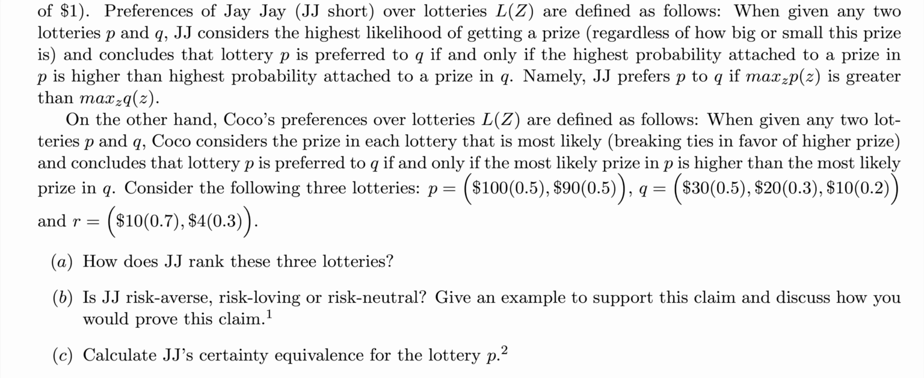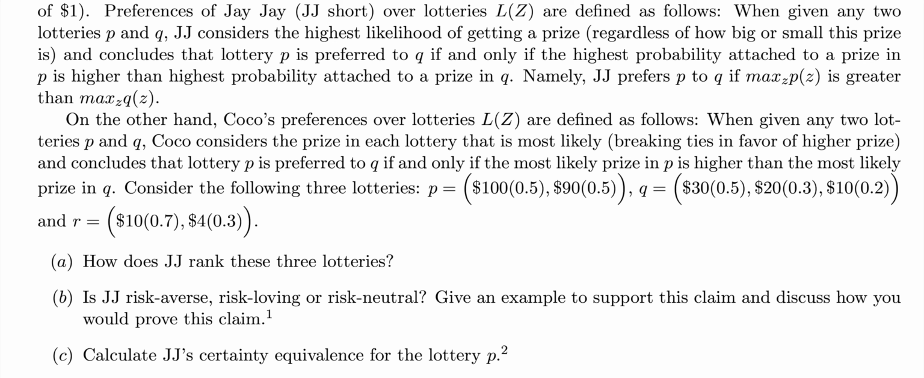All right? So more formally, JJ prefers P over Q if and only if the maximum of P(z), well, here we're maximizing over prizes, over the probabilities of prizes. So therefore, z is coming from this set Z. So max of P(z) is greater than or equal to max of Q(z).